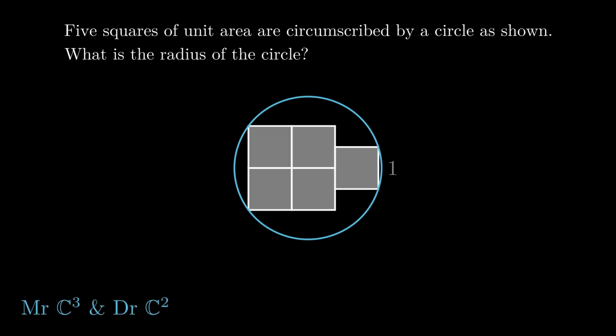Today we will solve a geometry problem given in the Australian Mathematics Competition in 2020. Imagine 5 unit squares, organized as shown in the figure, and a circumcircle to these squares. The question is to find out the radius of the circle.